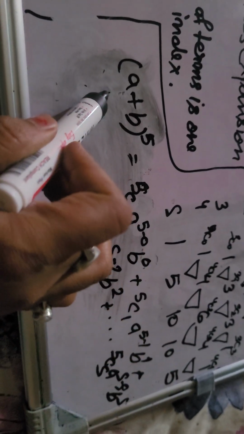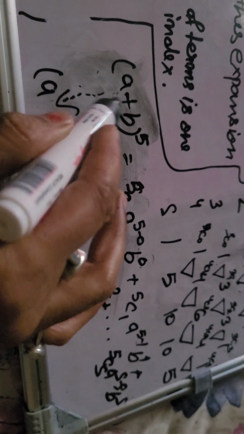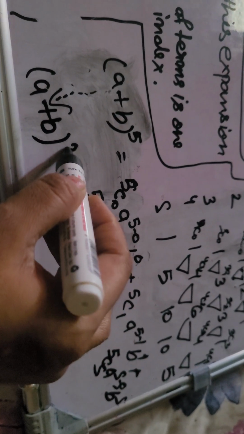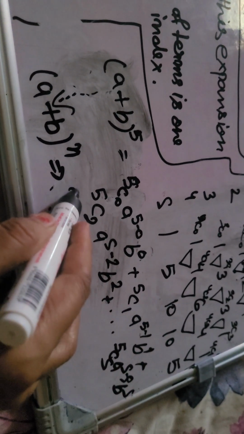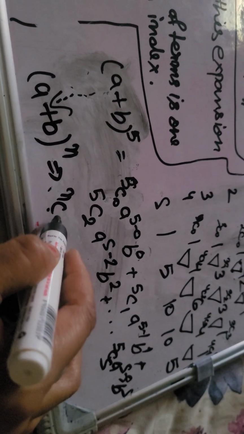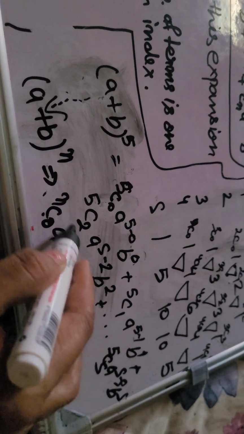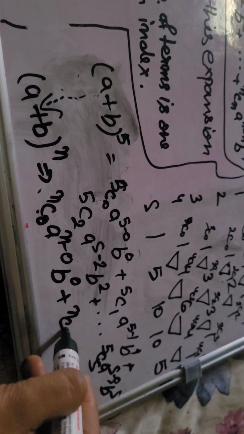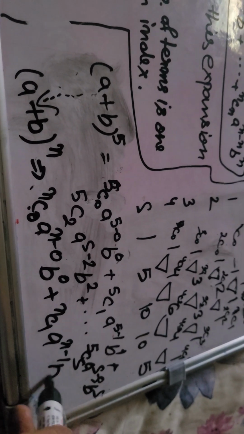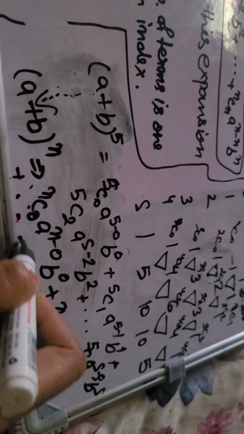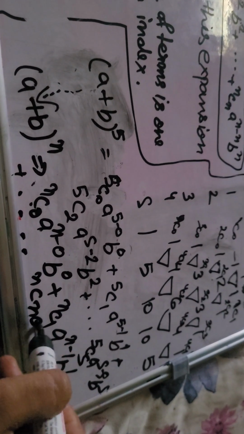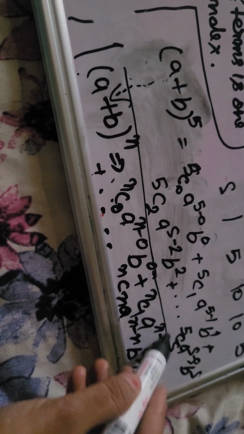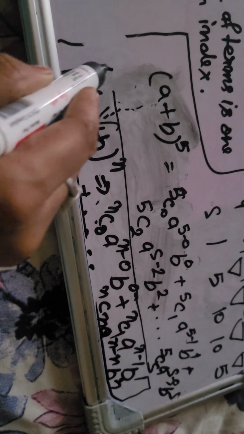Here, and so on, with the numbers we are adding, we will write the general term of n. So for n, we found nC0, a to the power n minus 0, b to the power 0, plus nC1, a to the power n minus 1, b to the power 1, and so on, nCn, a to the power n minus n, b to the power n. What is this? This is the binomial expansion, the binomial theorem.